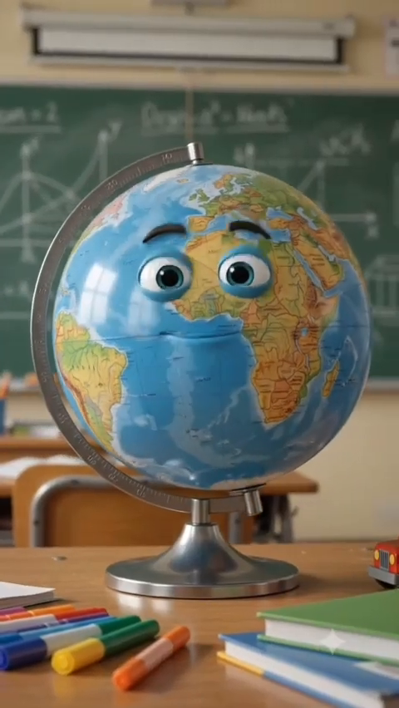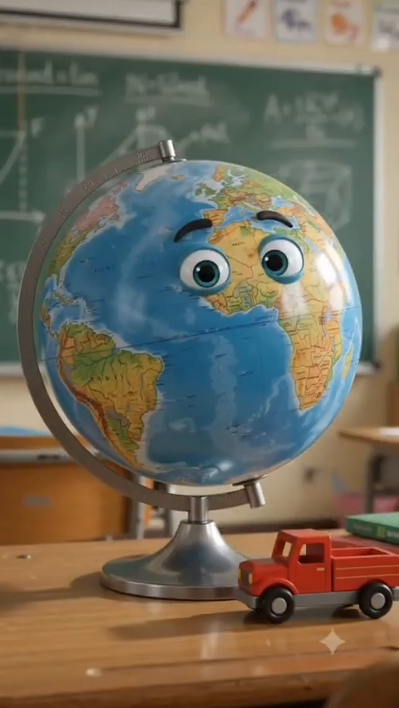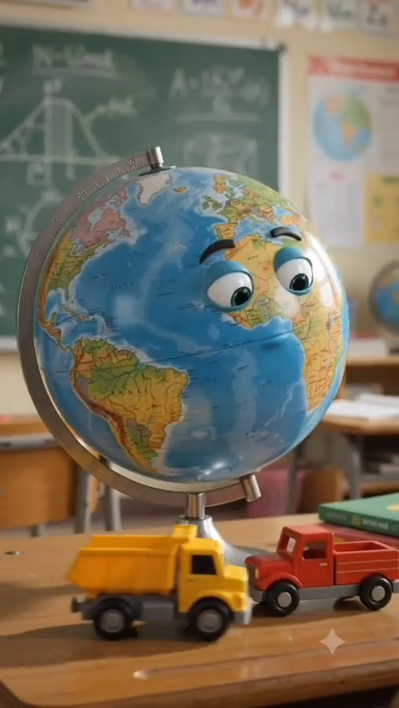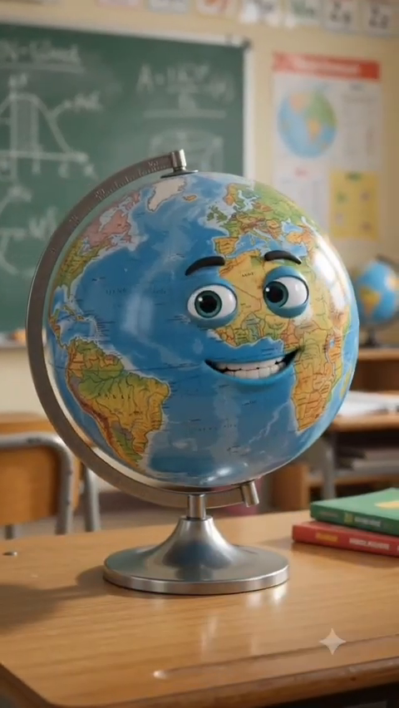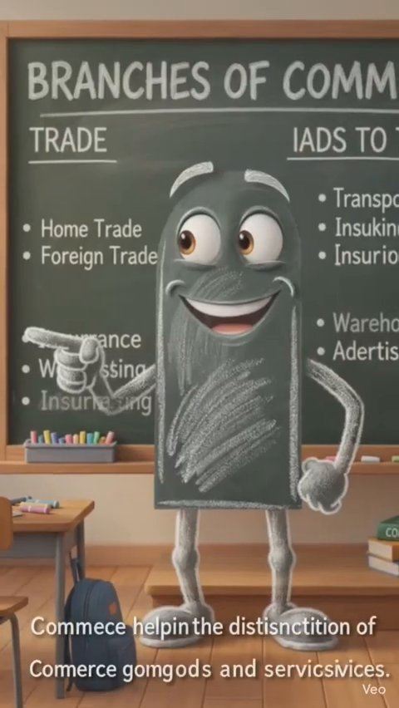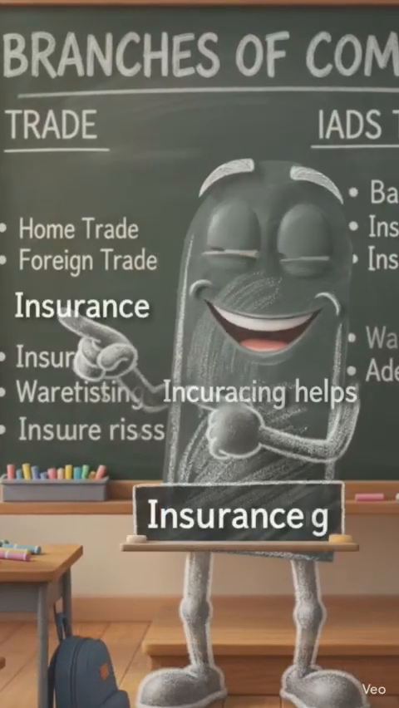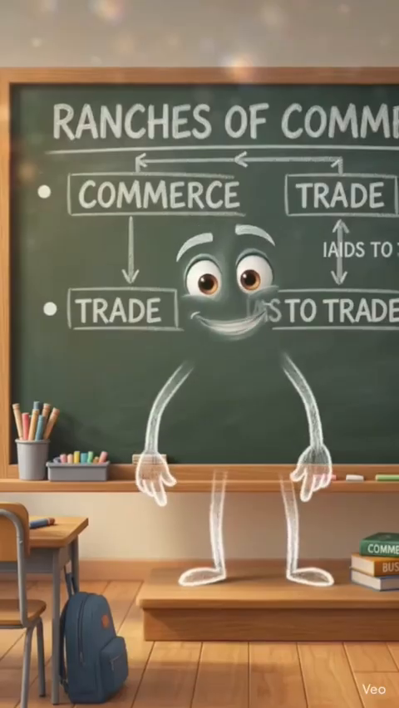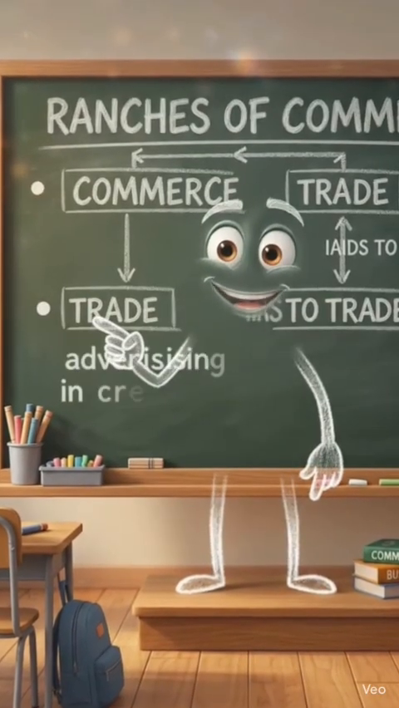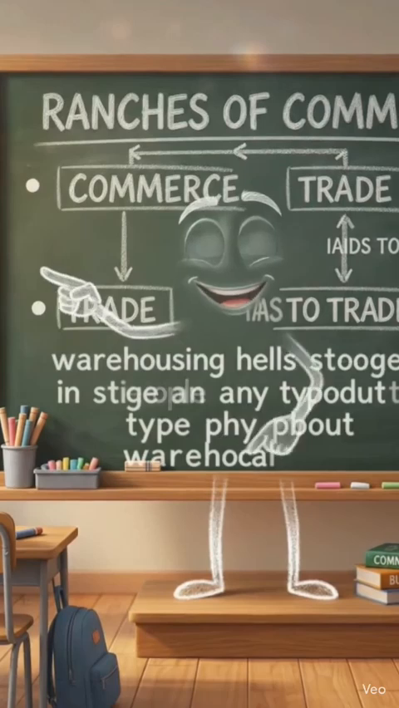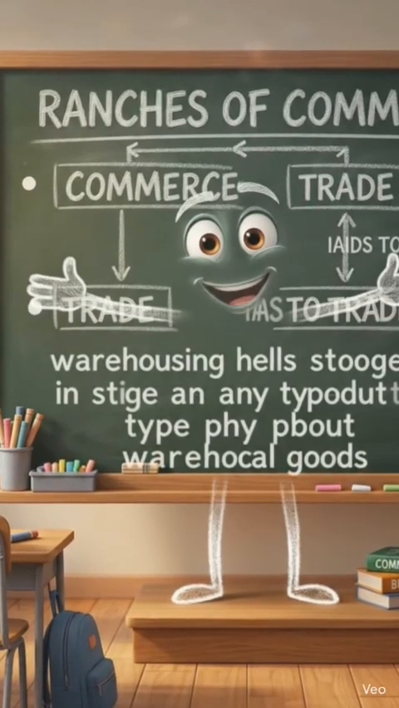Aids to trade, or auxiliaries to trade, refers to providing facilities for purchase and sale of goods. Aids to trade are of 5 types. Transporting, a means for movement of goods and services. Banking helps in providing financial support for business activities. Insurance helps in bearing future risks. Warehousing helps in storing any type of physical goods. Advertising helps in creating awareness among people about the product.